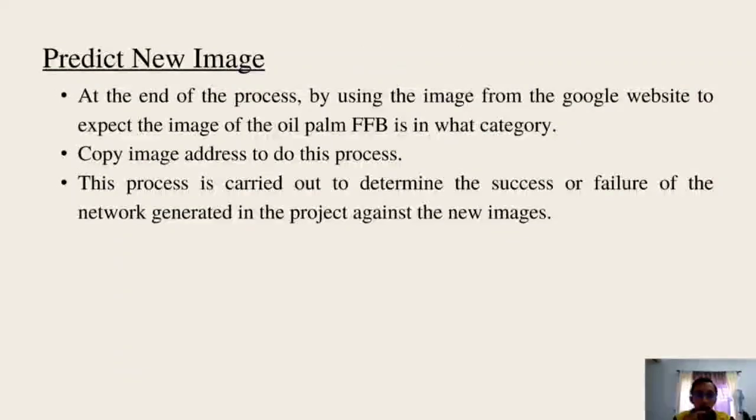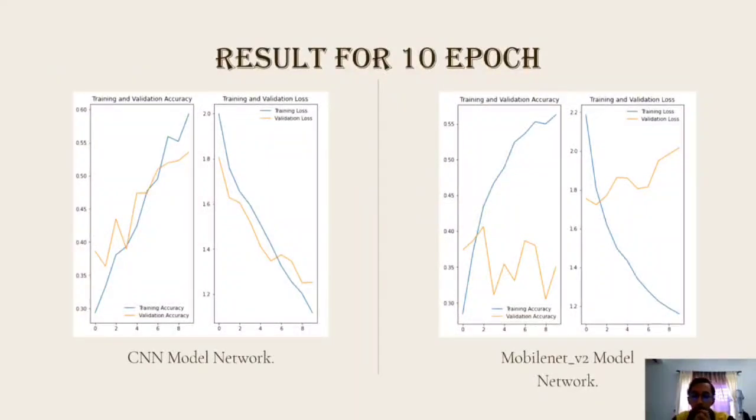Predict new image. At the end of the process, we use an image from a Google website to predict which category the image of the oil palm FFB is in. Copy the image address to do this process. This process is carried out to determine the success or failure of the network generated in the project against the new image. For the result, this is the result for the CNN model and MobileNet model that we use with 10 epochs in their training and validation.